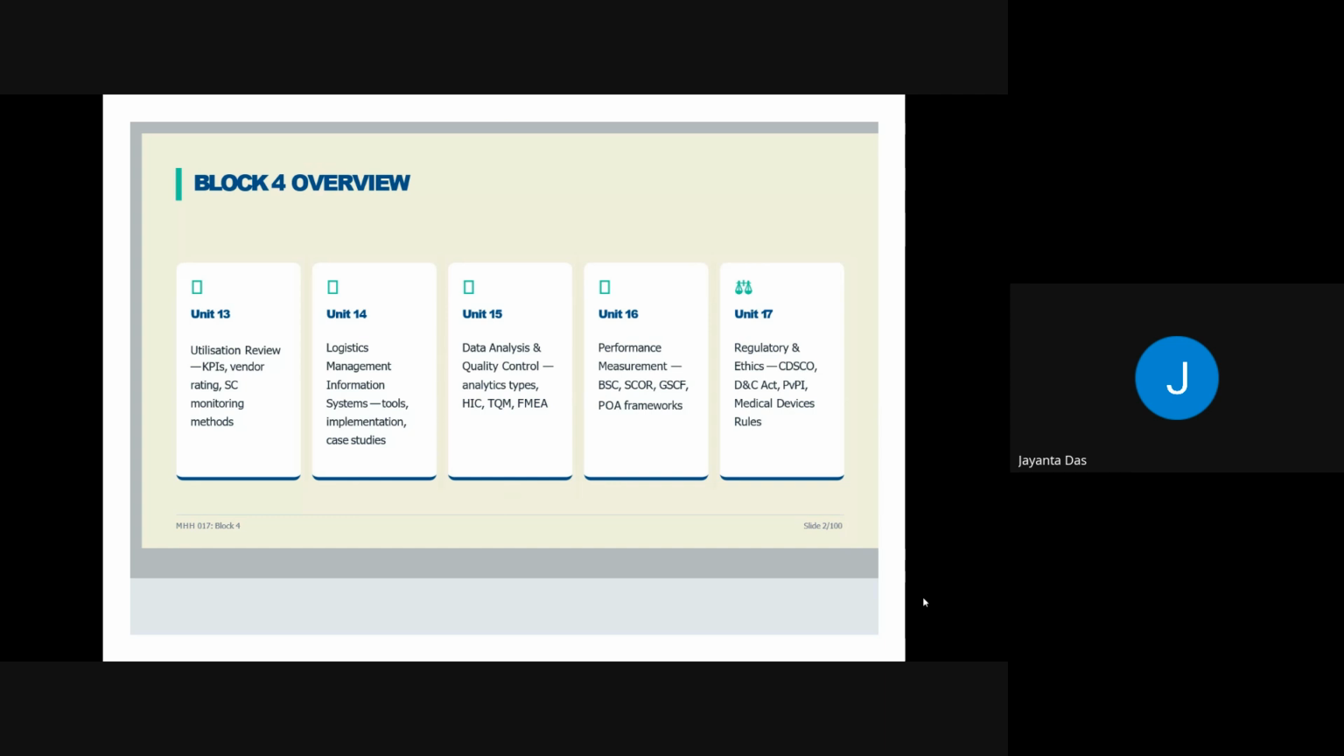Then we'll go to Unit 15, which deals with data analysis and quality control and analytical types, that is health information centers. Then we have total quality management, FMEA. Unit 16 will be dealing with performance measurement, and Unit 17 will be discussing regulatory and ethics. So with this, let's start.